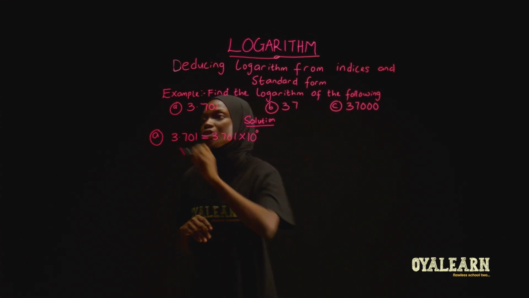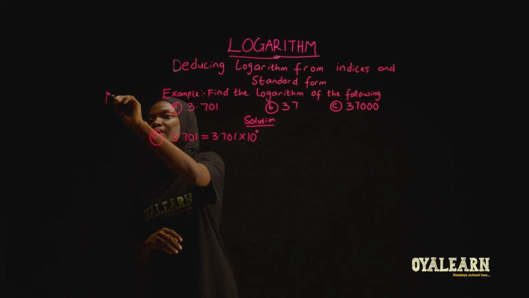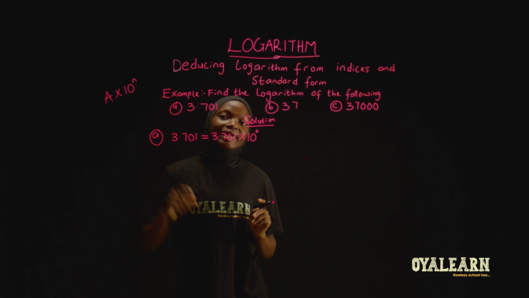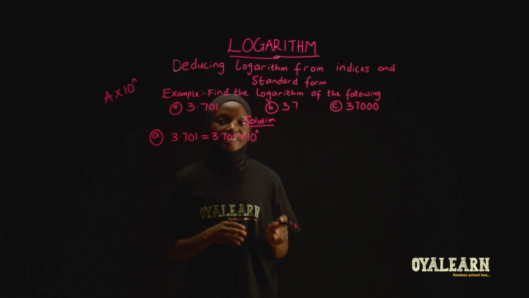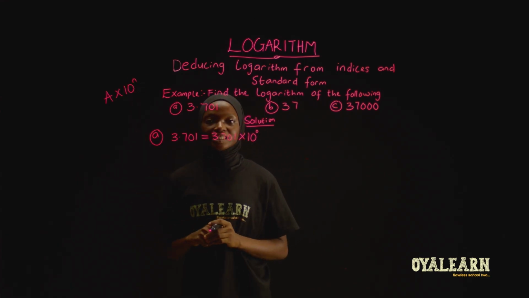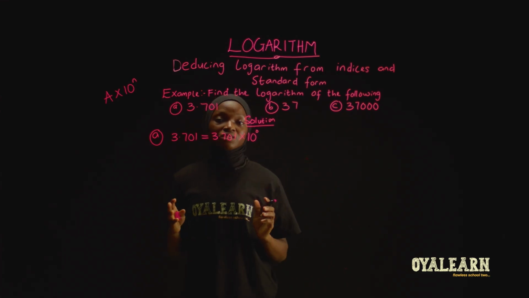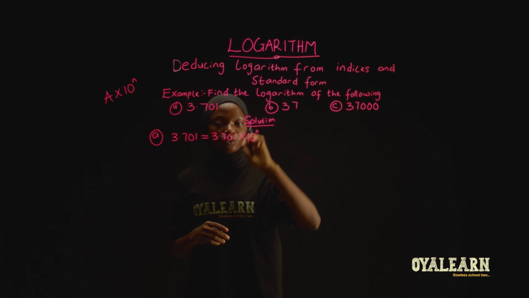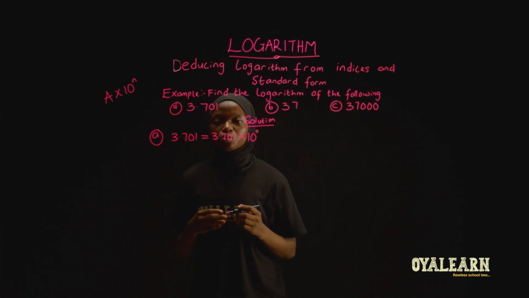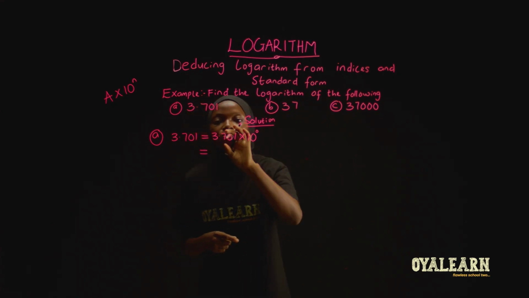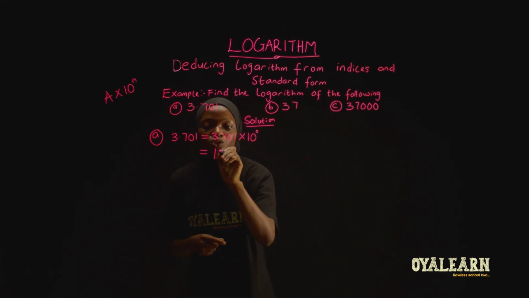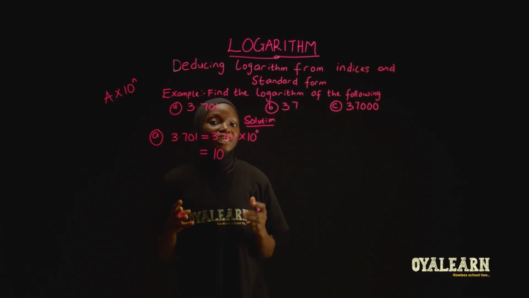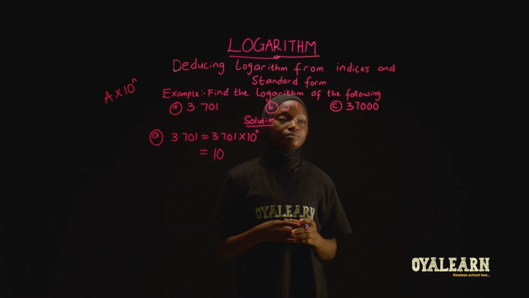And standard form means we are to express the number in the form a times 10 raised to the power of n, where a is a number between 1 and 10 and n there is an integer. Looking at this number, we've successfully done that because 3.701 is between 1 and 10 and the 0 we have here is an integer. Then we'll move on. Now we express 3.701 as 10 raised to the power of a particular value. 10 raised to the power of what will give us 3.701, and that's where our logarithm table comes in.